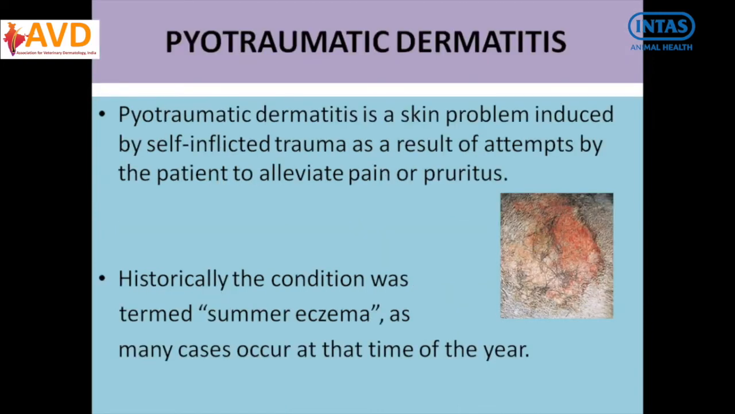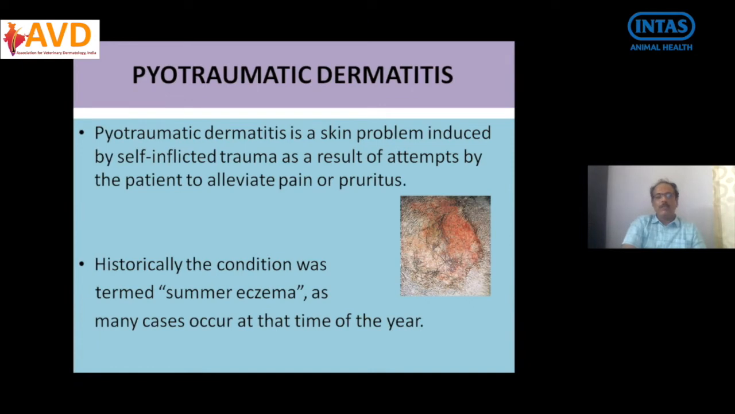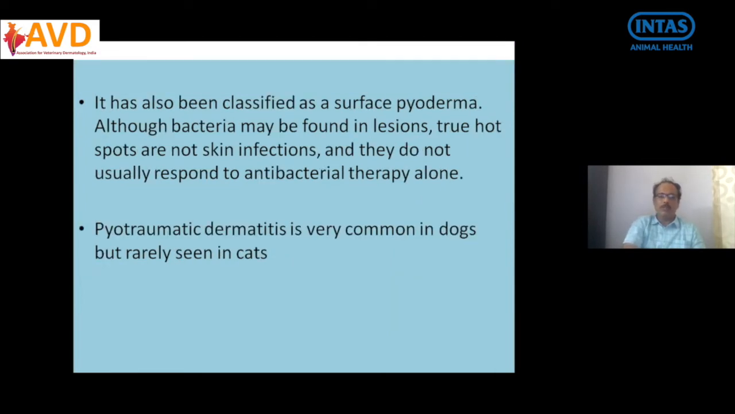So next is a superficial pyoderma called pyotraumatic dermatitis or hotspots. It's a skin problem induced by self-inflicted trauma as a result of attempts by the patient to alleviate pain or pruritus. So it's actually a self-inflicted trauma condition by the patient to alleviate the pain or pruritus. And historically, the condition was called summer eczema. This is nothing but a surface pyoderma.